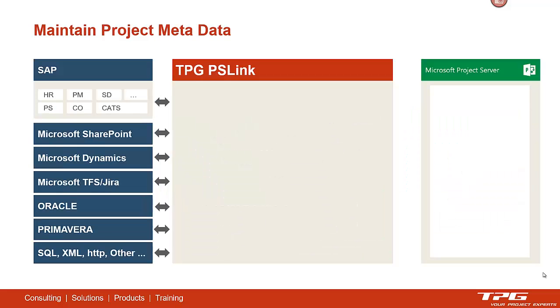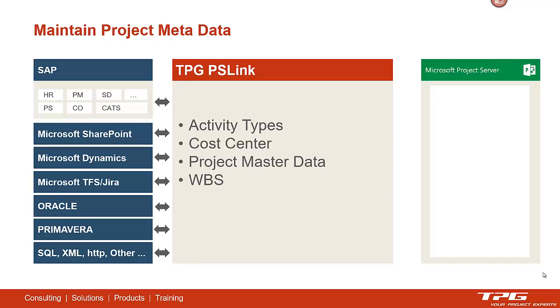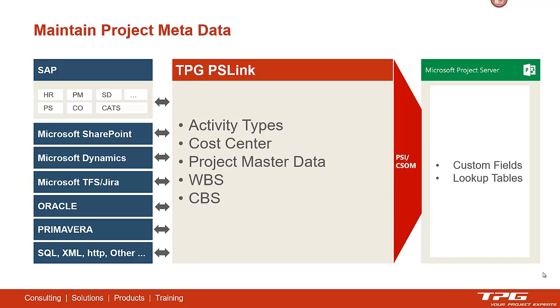Also, we have some maintenance work on project metadata, like activity types, cost centers, project master data, WBS codes, cost breakdown structures. All this has to go into Project Server, into custom fields and lookup tables, to make the projects reportable against ERP systems and other reports which are there to control projects and all this project work.